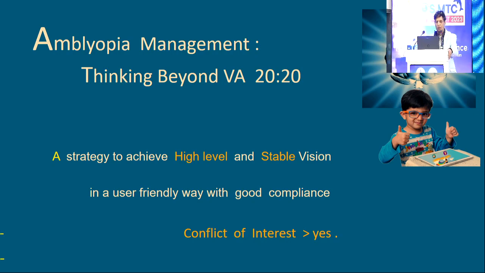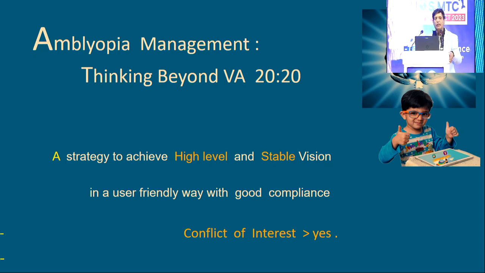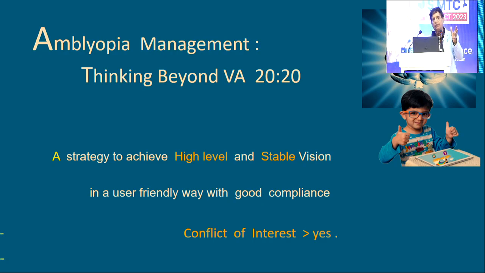Well, for amblyopia management, we have to think and rethink beyond visual acuity of 20/20 or 6/6 vision. Everybody is trying to improve the vision up to 6/6, and after 1 month, 2 months, 3 months, or 6 months, the vision goes back again and again. The regression of visual acuity is also very high even after treating the patient for so many months. So what is the reason? For that, there are certain things that I am going to tell you now.